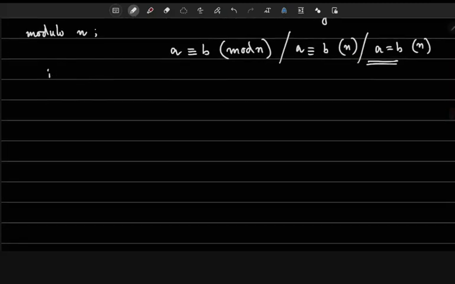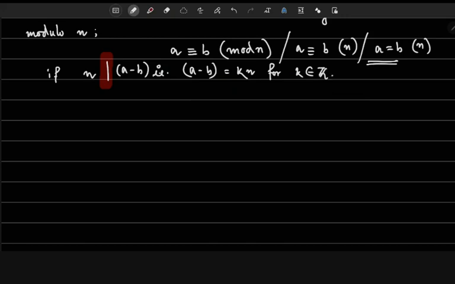If n divides a minus b. This is a symbol that means divides. That means 2 divides 10 but 3 does not divide 10. This is a straight vertical bar. That's it. So this means what? That is, a minus b is equal to kn for some k in Z. This is the most important thing.